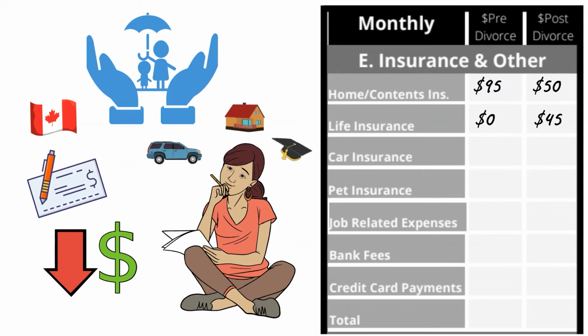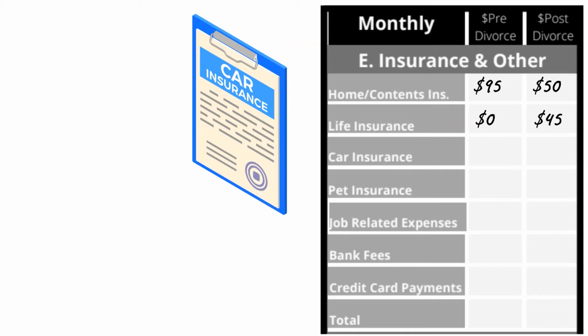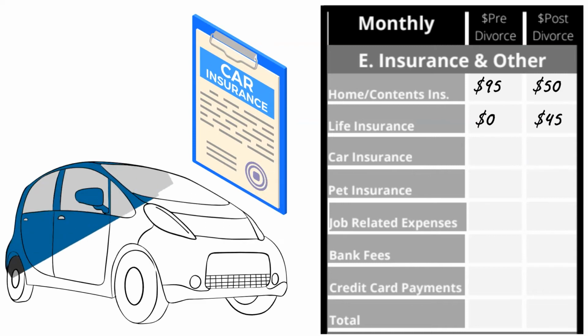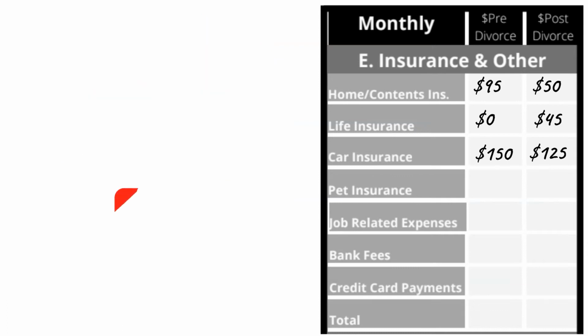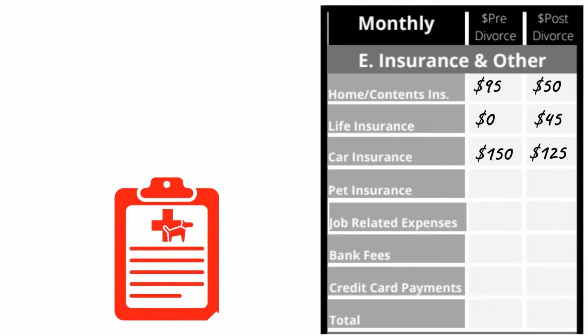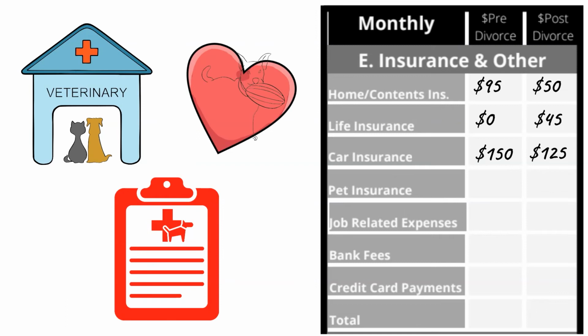Car insurance is something that may be able to be reduced by getting an insurance broker to look into your options. All it requires is a phone call. Pet insurance is a personal thing, and depending on your situation, it can range from cheap to expensive. It's something you and possibly your ex will need to decide on for yourselves.